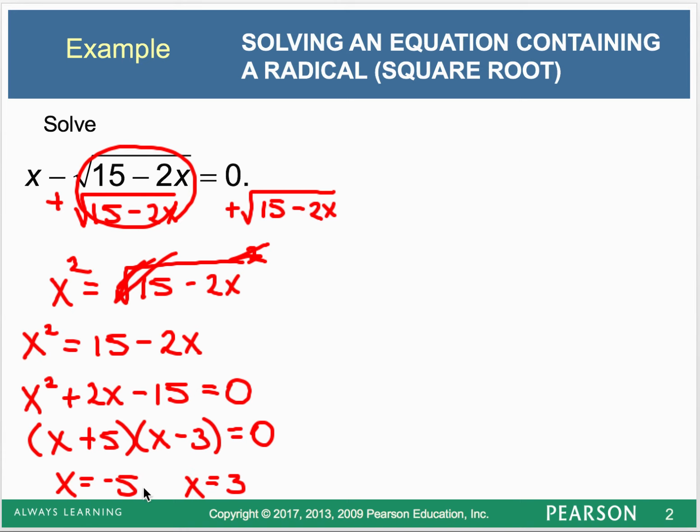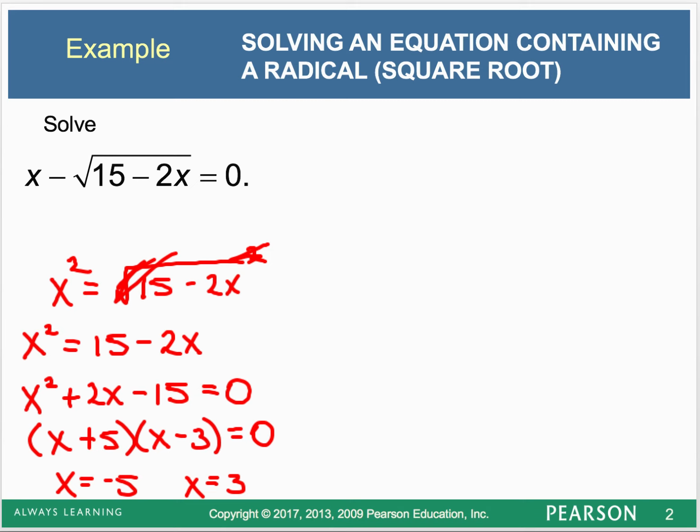Now, I have to check these answers before I box them. They might both be good. One of them might be good, or neither of them. I don't know. I have to check them both, and I have to check them in the original equation, right? In the original equation. So just to clear that up a little bit. All right.